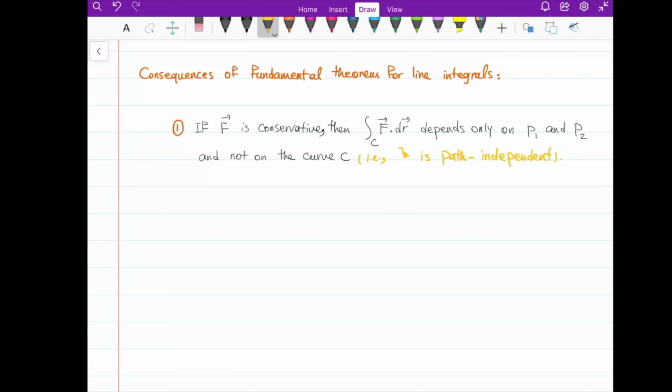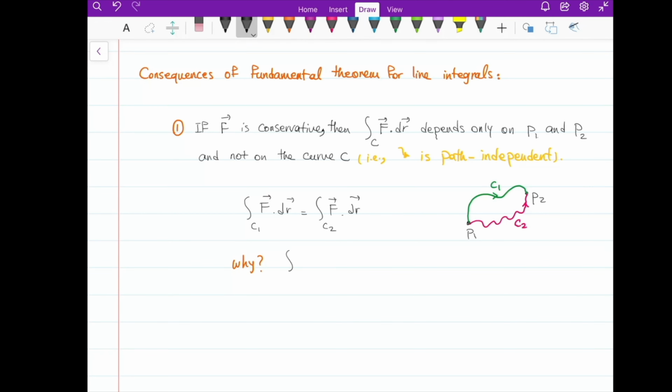So what I'm saying is that if we have 2 points P1 and P2, if we go along this curve C1 and go from P1 to P2, and then if we go along this curve C2 and go from P1 to P2, then the integral of f dr over C1 is equal to the integral of f dr over C2, because the curve is not important, just the beginning and the end point is important. And the question is why?